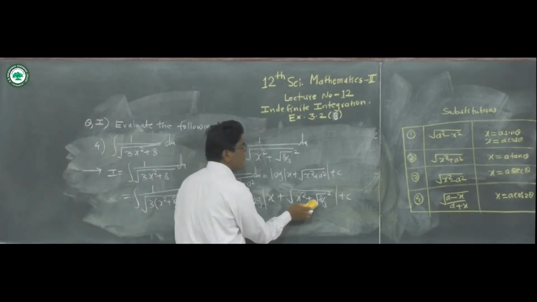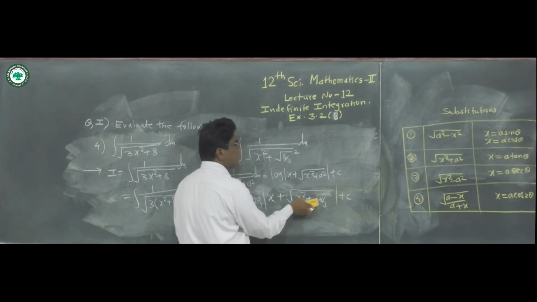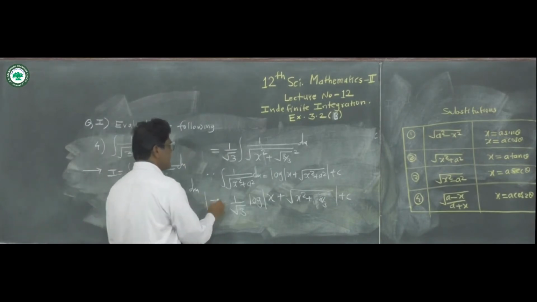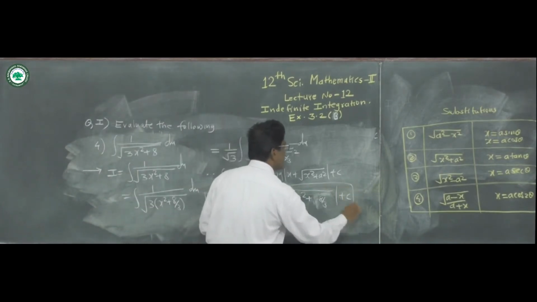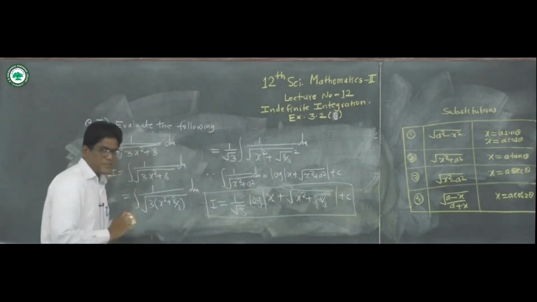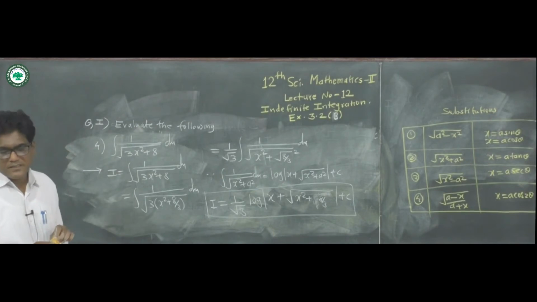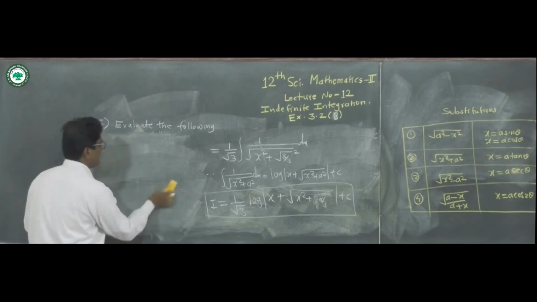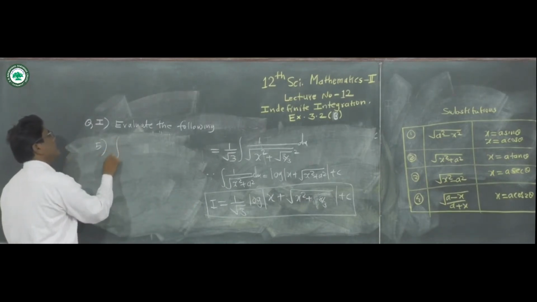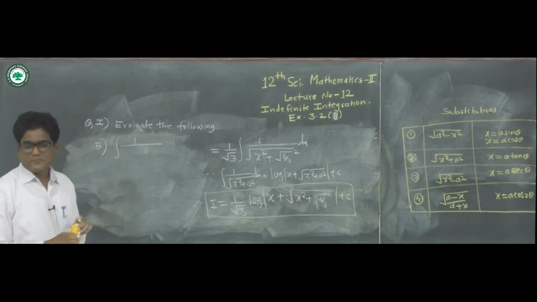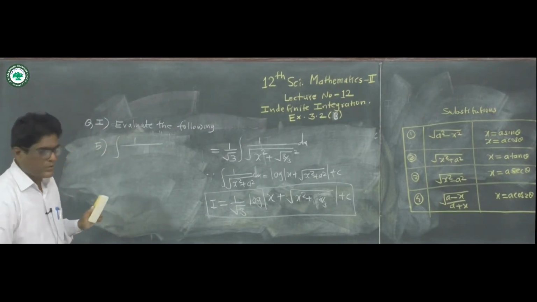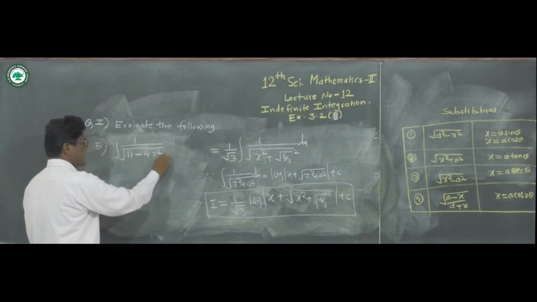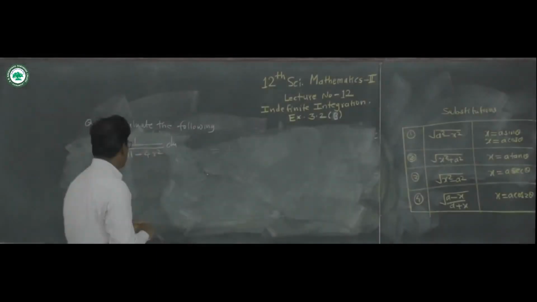We may write here that the square and square root get cancelled. So we write x square plus 8 upon 3 plus constant of integration. This is the final solution for this fourth problem. And the last problem we see, the fifth problem in this lecture: integration of 1 upon under root of 11 minus 4x square dx. So call this I.